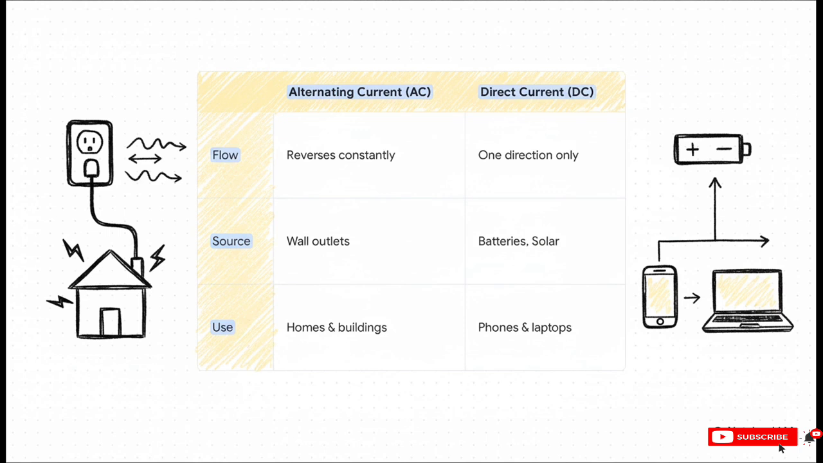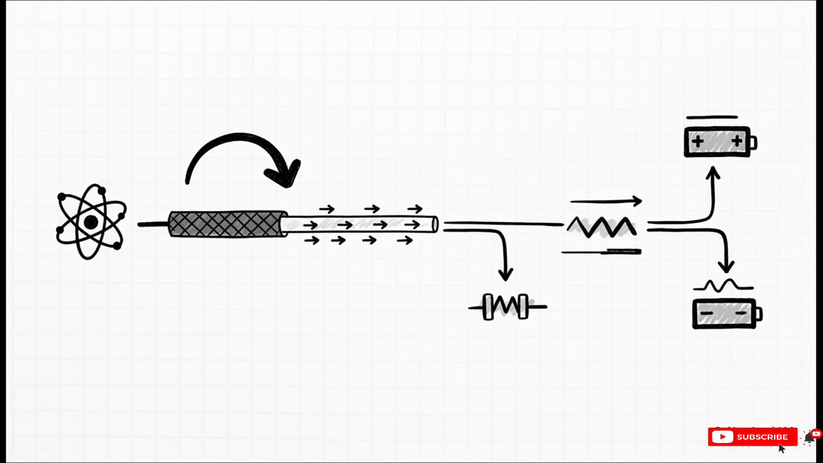You've got alternating current, or AC. That's what's coming out of your wall sockets. The electrons are flowing back and forth, constantly reversing direction. Then you have direct current, or DC. That's what you get from things like batteries. The electrons flow steadily in just one direction, from negative to positive. That's why your big home appliances use AC from the wall, but your phone and laptop run on DC from a battery.